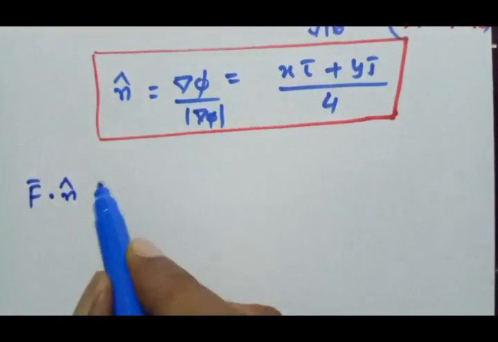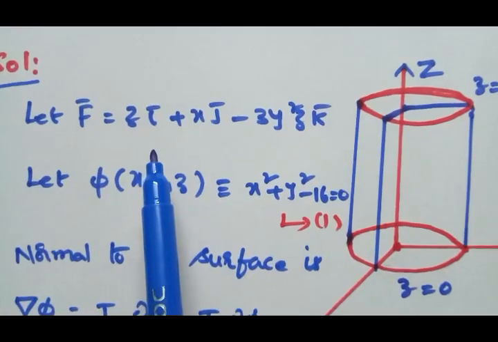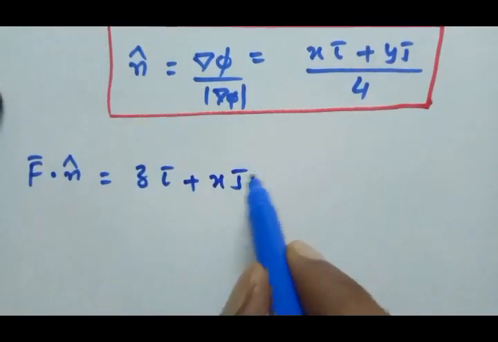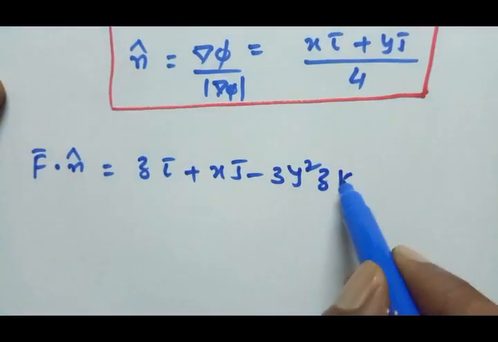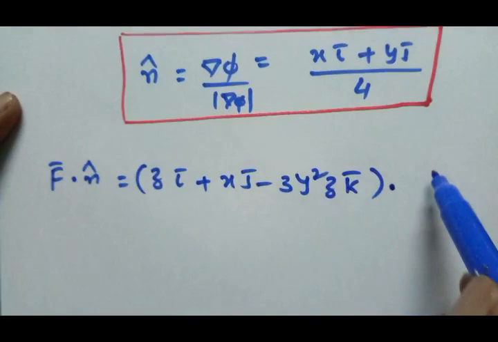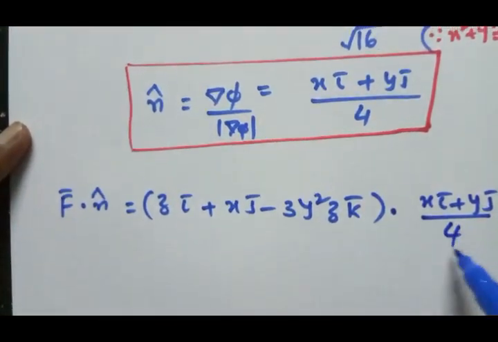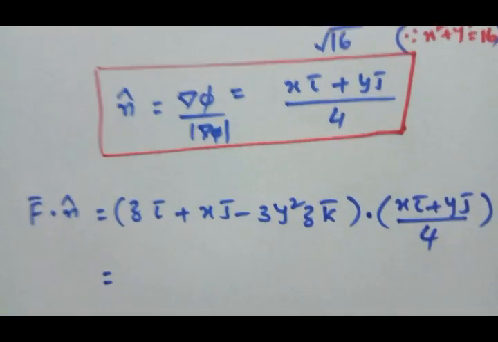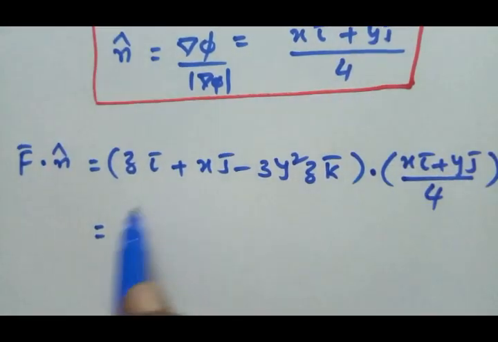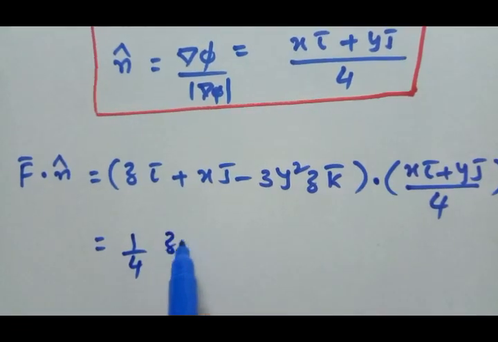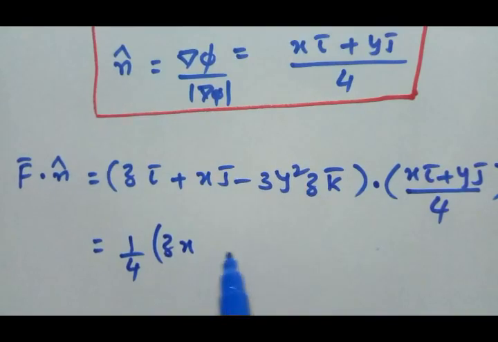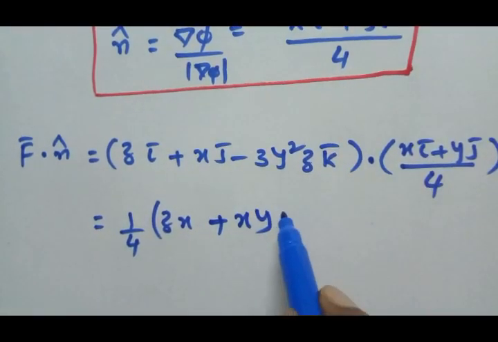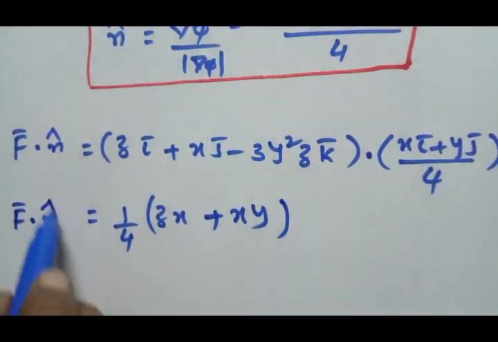F bar dot n cap. Now, f bar is equal to zi bar plus xj bar minus 3y square z k bar. Zi bar plus xj bar minus 3y square z k bar dot n cap, that is xi bar plus yj bar by 4. Therefore, since i bar dot i bar is 1, j bar dot j bar is 1, k bar dot k bar is 1, and other dot products being 0, this becomes: since i bar dot i bar is 1, this is a 1 by 4 constant, zx, and j bar dot j bar is 1, this is x into y. There is no k bar here, so k bar dot i bar, k bar dot j bar being 0. Therefore, this is f bar dot n cap.